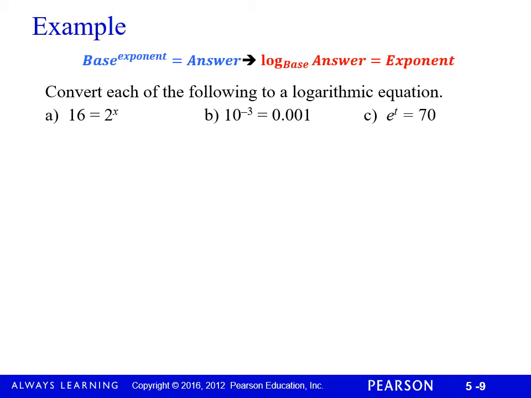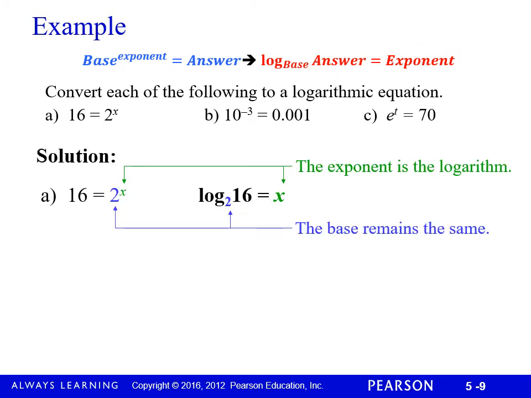Remember, base, exponent, answer gives us log of the same base, answer equals exponent. So 16 equals 2 to the power of x is the same thing as log base 2 of 16 equals x. Remember, the exponent is the logarithm. You see that here in green. And the base remains the same. The base on the exponent is the base of the log.